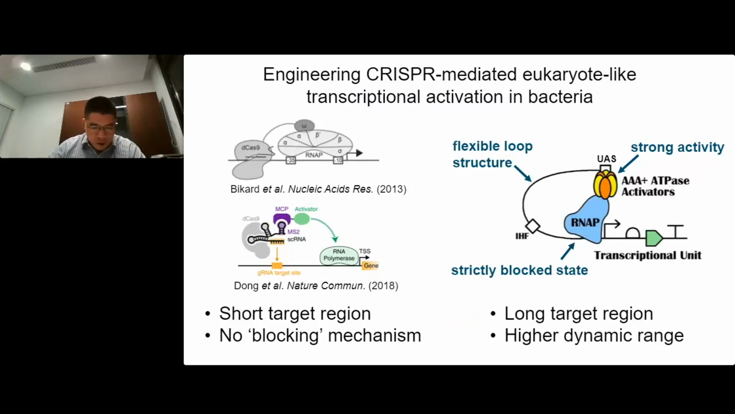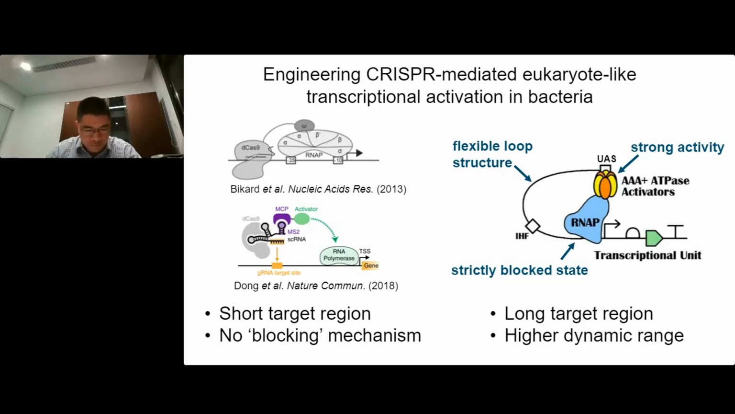Previous CRISPR systems in bacteria were based on sigma-70 systems, and CRISPR complexes lead to targeting upstream of a region close to the core promoter sequences. The available region is short. In addition, there's no universal block mechanism for sigma-70 promoters, so basal output at the off state is always significant.